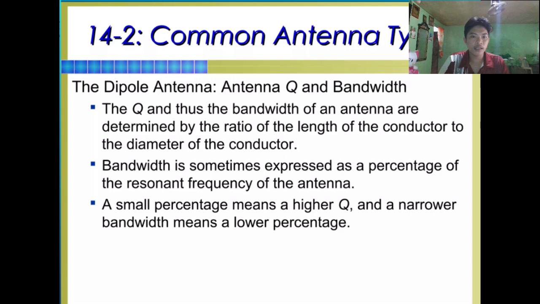The Q and thus the bandwidth of an antenna are determined by the ratio of the length of the conductor to the diameter of the conductor. Bandwidth is sometimes expressed as a percentage of the resonant frequency of the antenna. A small percentage means a higher Q, and a larger percentage means a lower Q and a wider bandwidth.